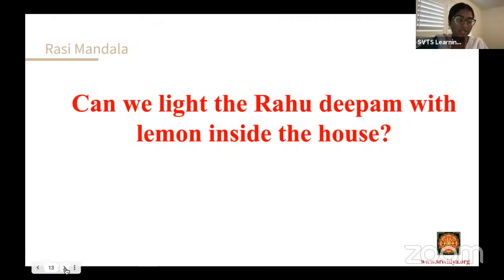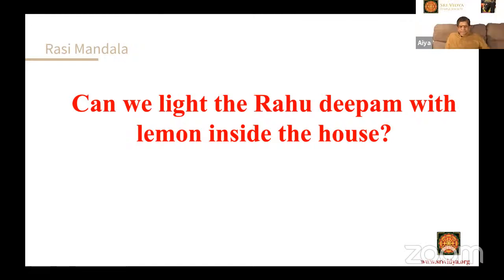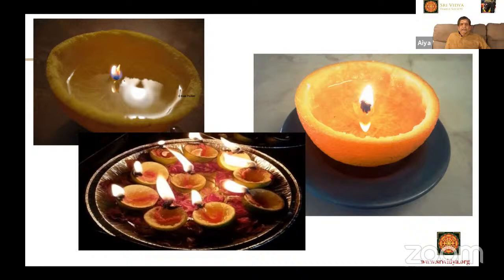So the next question is, can we light the Rahu Deepam with lemon inside the house? Okay, let me explain to you what happens. When you turn the lime inside out and take all the fleshy part out of it, the outside is now inside. And if you pour ghee for the temperature, the limonene in the skin of the lime will evaporate.